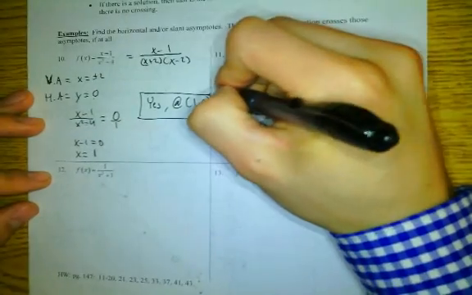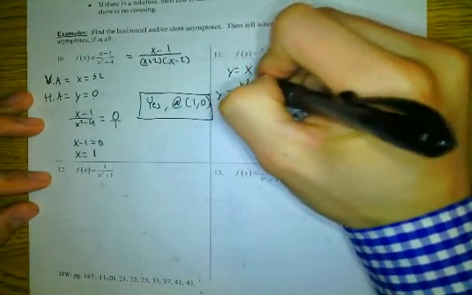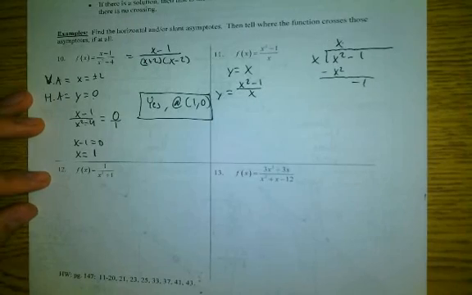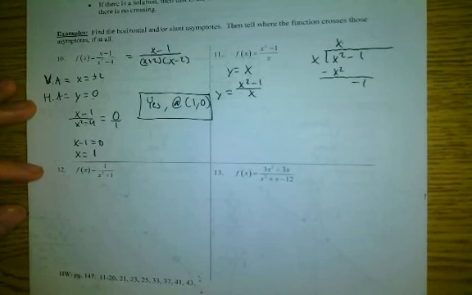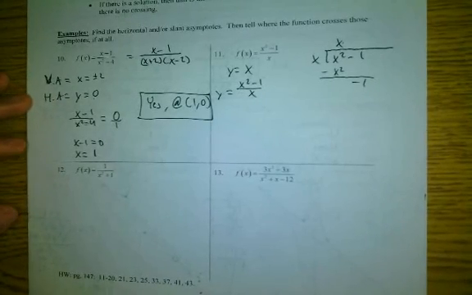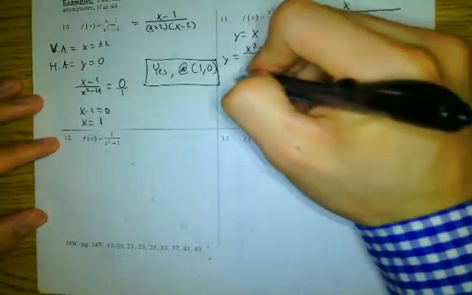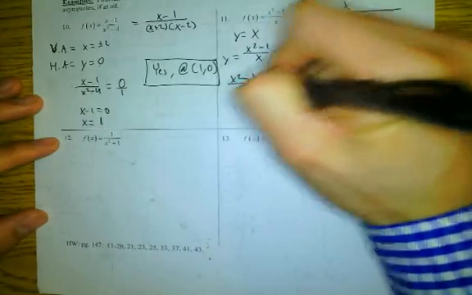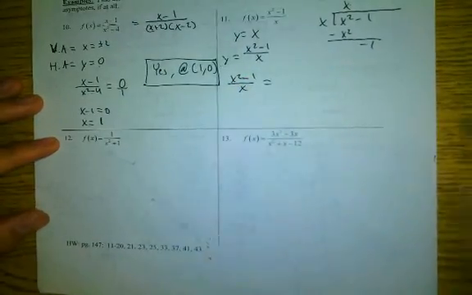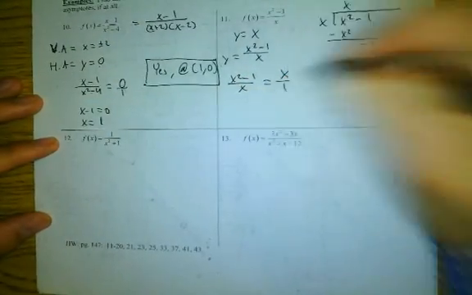You guys want to try the last two? Alright, so try the last two. So we don't have a slant asymptote or horizontal asymptote? Alright, go ahead and check answers for number 12. I got that it will not cross the horizontal asymptote. But for number 13, it will.